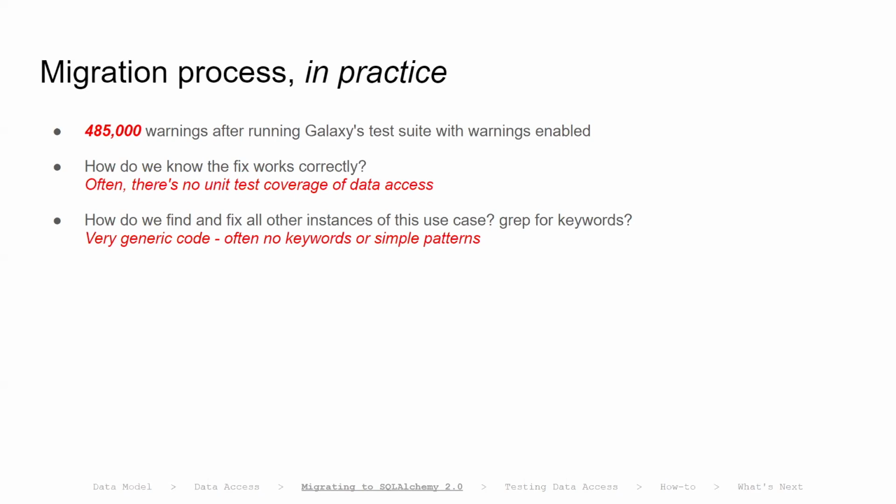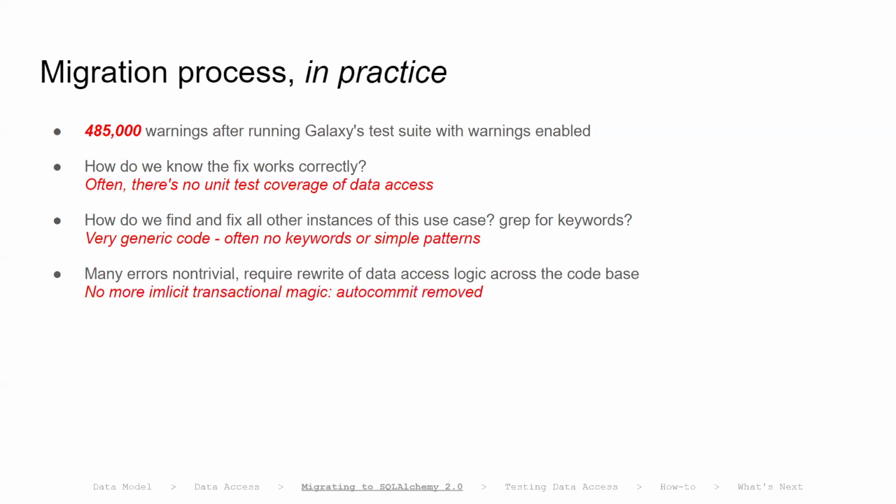But let's say we fixed the warning correctly. Well, how are we going to find all the other instances of this particular use case? Grep for a keyword? Everything is generic. You cannot grep for it. Can you grep for the usage pattern? Again, the usage pattern is very generic, so it's next to impossible to deterministically find all use cases in the code base. Many errors are very non-trivial.